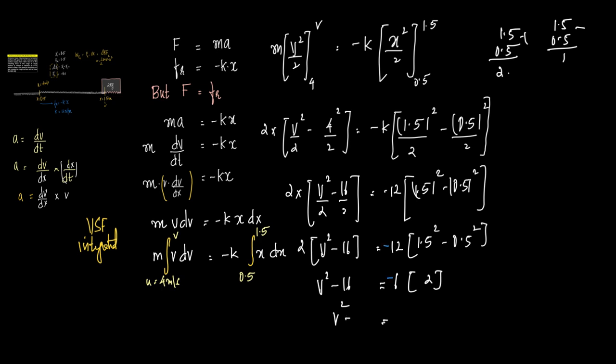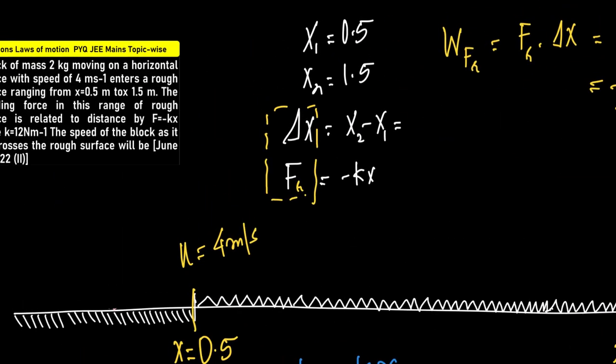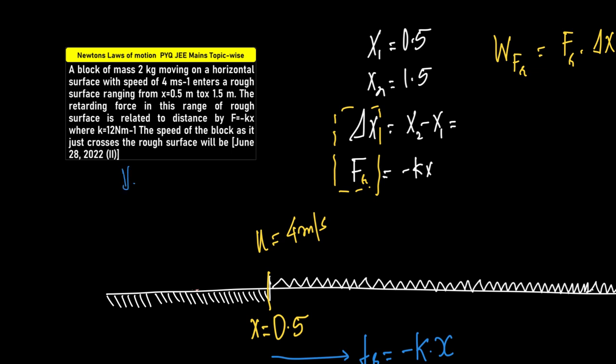Okay. So now v square minus 16 is equal to minus 12, and therefore v square is equal to 16 minus 12, and v square is equal to 4, which gives us v is equal to 2 meter per second. Therefore, the correct answer here is that the speed of the block as it just crosses is v is equal to 2 meter per second.